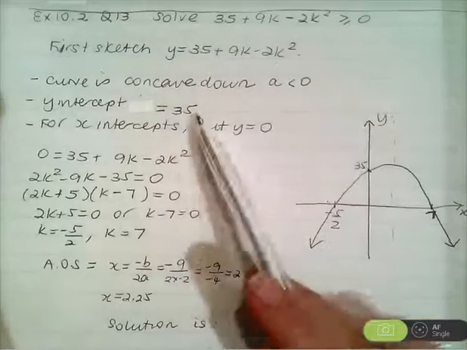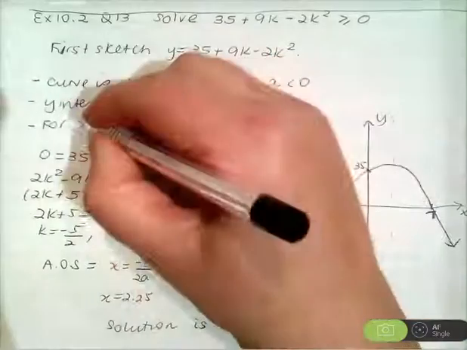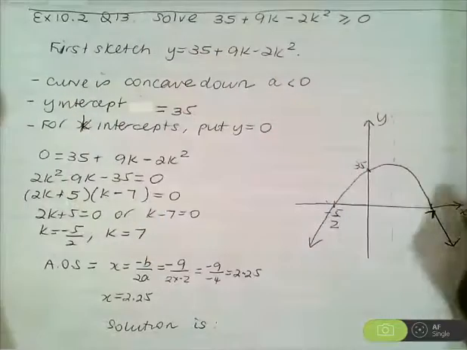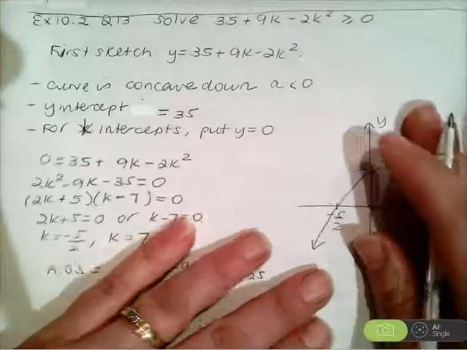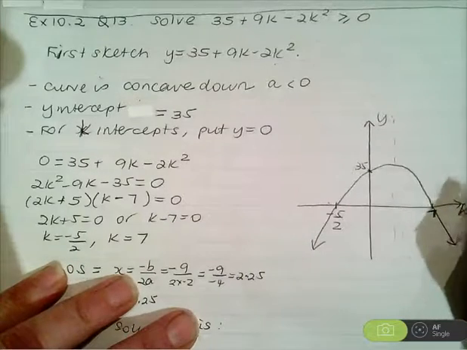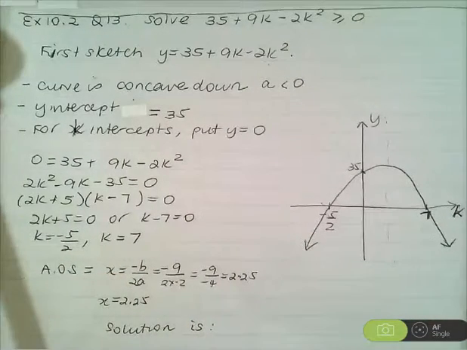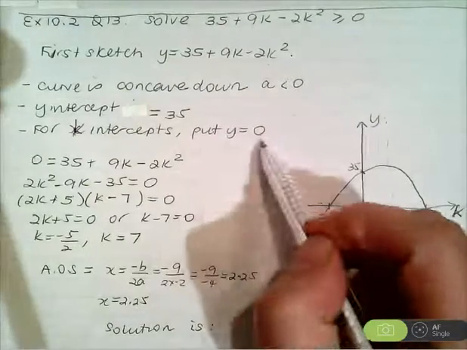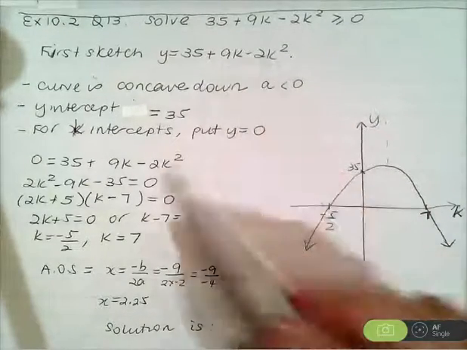Okay, so again, the y-intercept is 35. Now to find the x-intercepts, or in this case the k-intercepts, sorry, because this is a k, I'll just fix that up. So this is actually y versus k, not y versus x. So to find the k-intercepts, we put y equals 0. So we put 0 equals 35 plus 9k minus 2k squared.